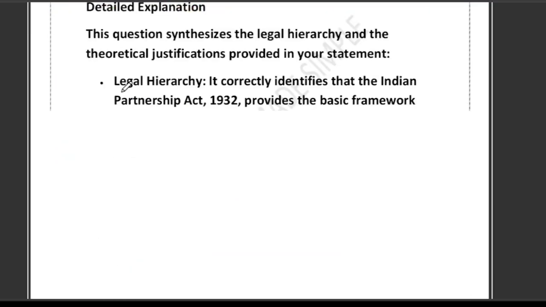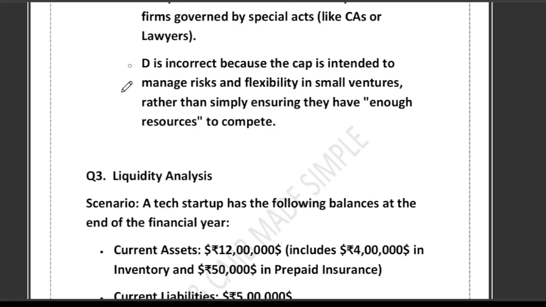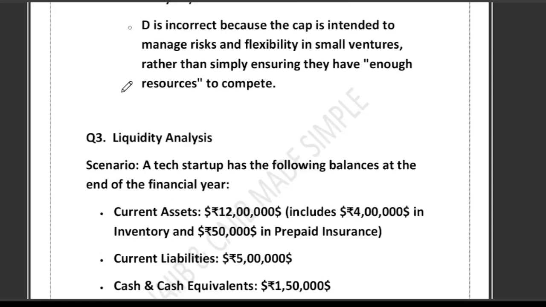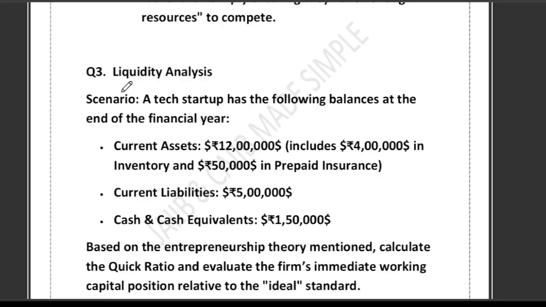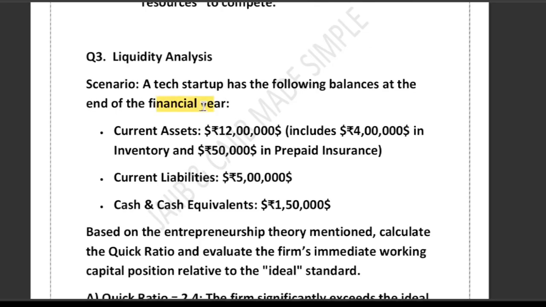Let's have a look at question number 3. Question number 3 is about the liquidity analysis. So basically, a tech startup has the following balances at the end of the financial year. Current asset is 12 lakh rupees, which includes 4 lakh in inventory and 50,000 in prepaid insurance. Current liability is 5 lakh. Cash and cash equivalent is 1,50,000.